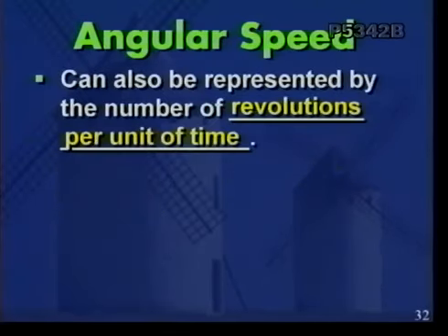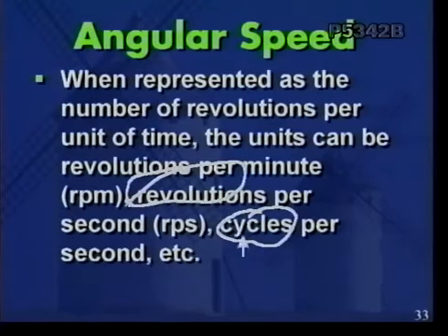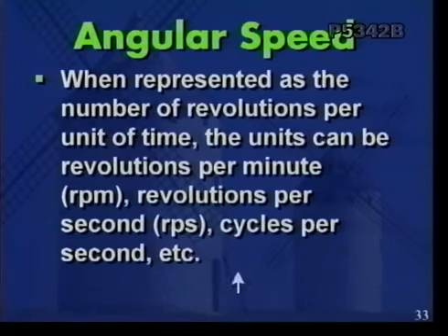It can also be represented by the number of revolutions per unit of time. We would call it RPM, revolutions per minute, or revolutions per second. Or sometimes instead of using the word revolution, we use the word cycle. Cycle and revolution would be the same thing. In circular motion, one revolution starts at one point, goes all the way around and comes back to the same point. That is called one cycle. We use the term cycle usually with terms related to frequency. How frequently does something repeat itself?